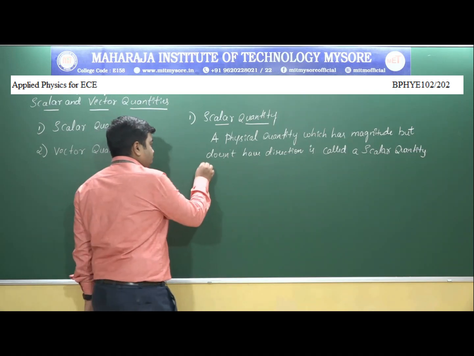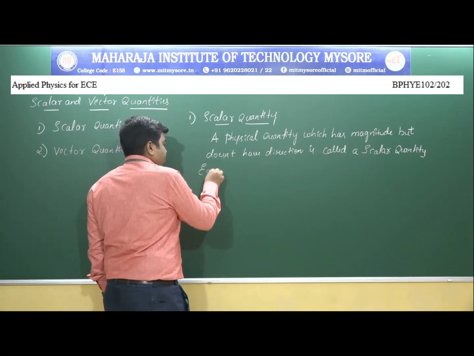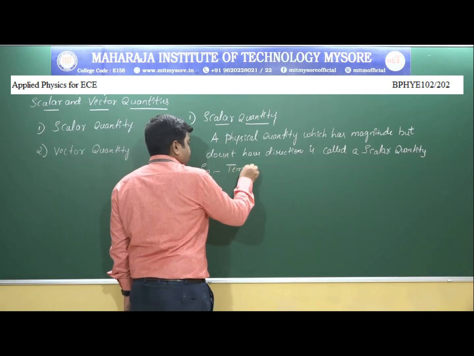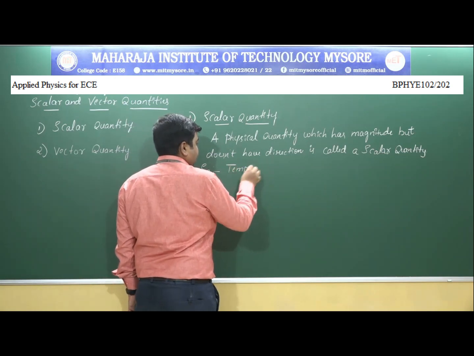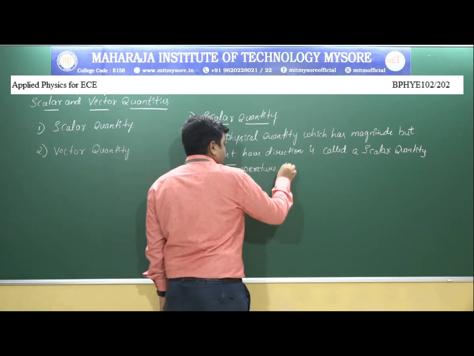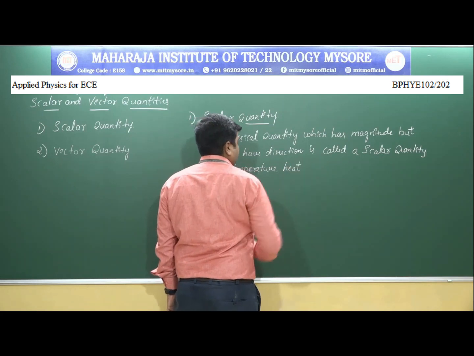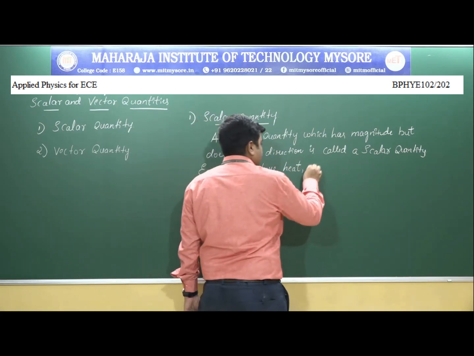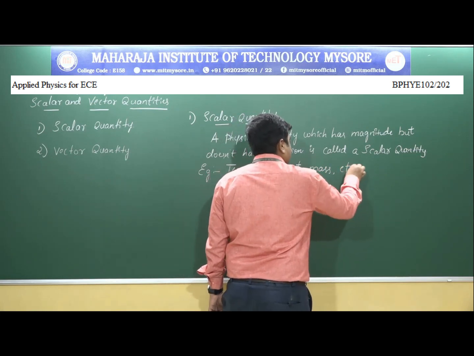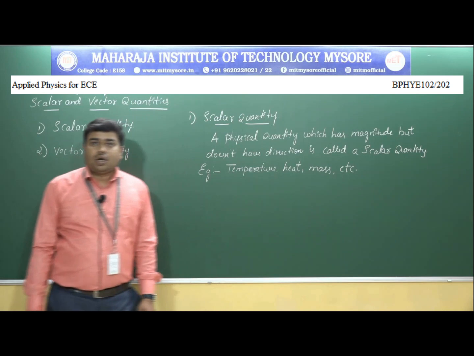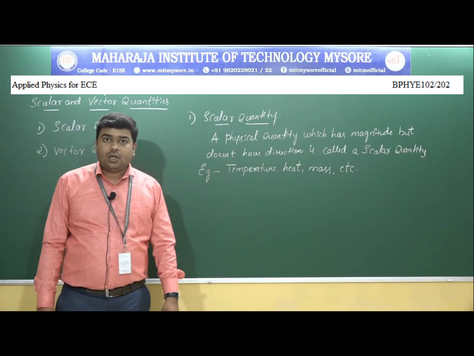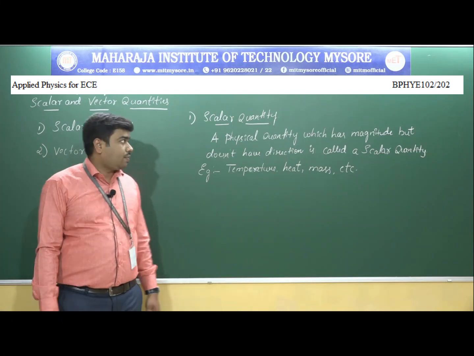The examples of scalar quantities are temperature, heat, mass, etc. So, likewise, there are various examples of scalar quantities. Some of the examples are temperature, heat, mass, and so on.